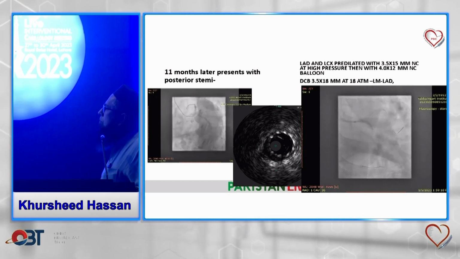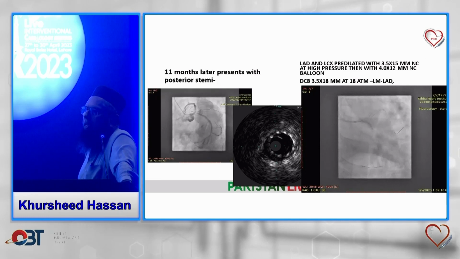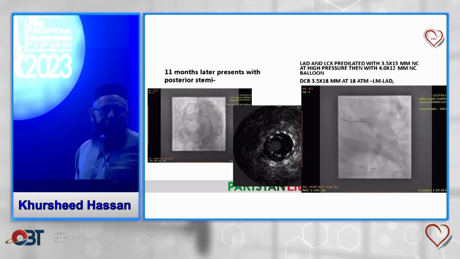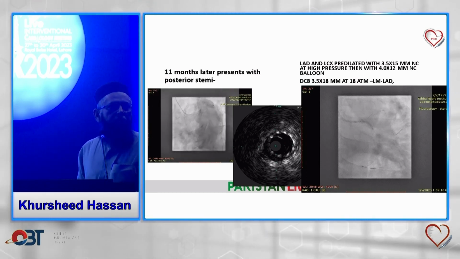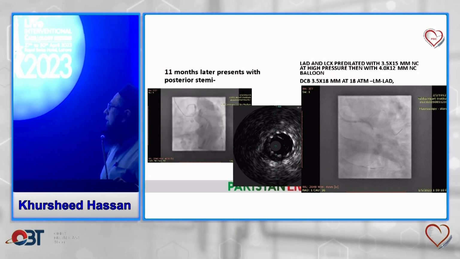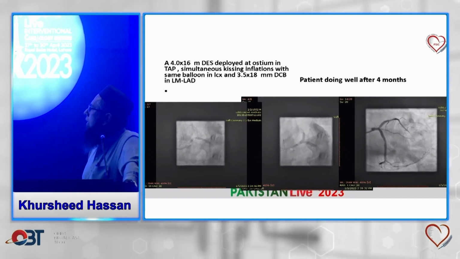So what happens? 11 months later, presents with this. Recurrent chest pain, posterior STEMI, brought to the cath lab. And so what is the cause of the ISR? Any fellows? Quick answer. Underexpanded, great. So this is ostial LAD, 4.0 vessel, clearly under-deployed stent.